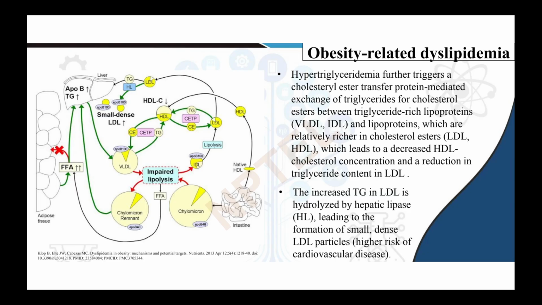So basically you understand, free triglycerides are present more, and the triglyceride concentration from the LDL will decrease, cholesterol concentration from the HDL will decrease, and increased triglycerides in the LDL is hydrolyzed by hepatic lipase, leading to the formation of the small dense LDL, which causes high risk of cardiovascular diseases. Okay, I hope this is clear.